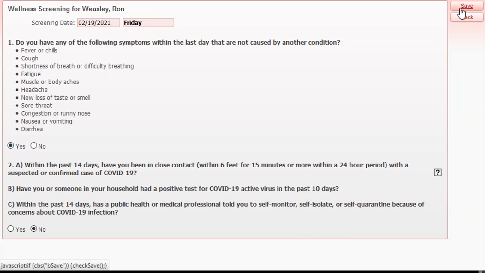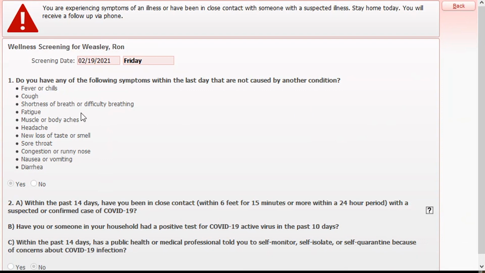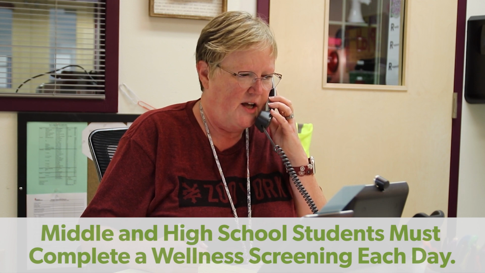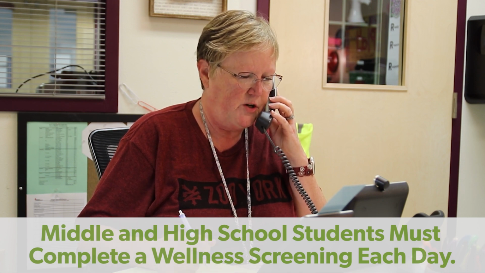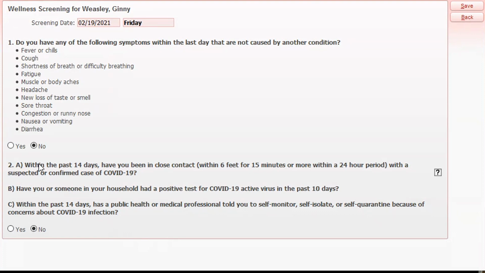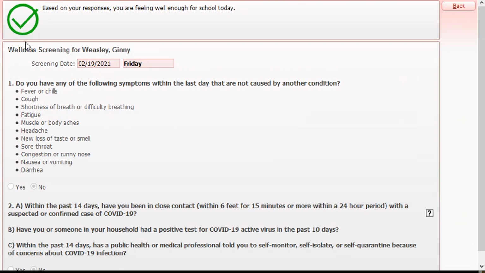If you check Yes for either question, you'll receive a red caution sign that asks you to keep your student home. You'll get a follow-up phone call from the school later that day asking about your student. If you answer no to both questions, you'll get a green check mark. That means your student is good to go for the school day.